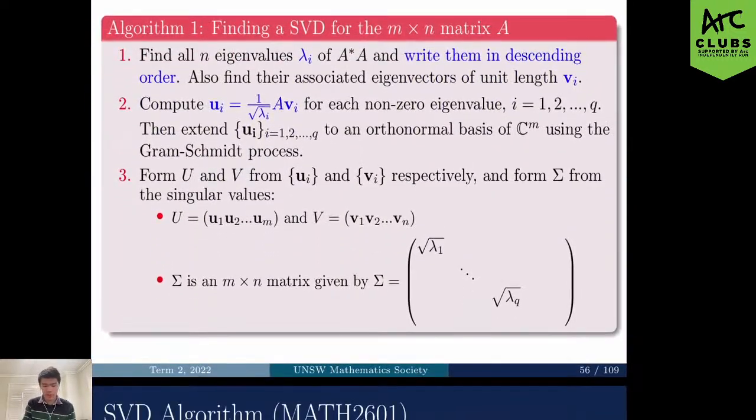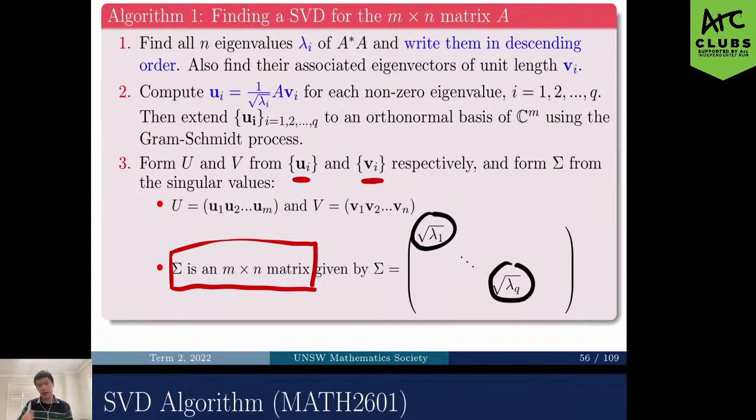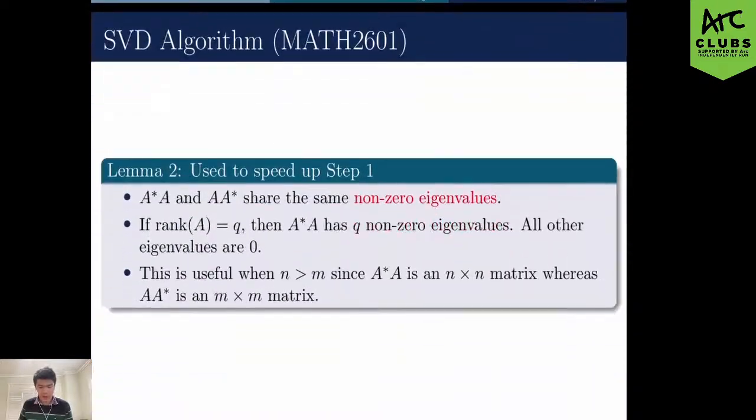And then you form U and V from the vectors u and v respectively, and you'll find that this matrix is basically just what you get from putting the singular values, so root lambda 1 down to root lambda q, in the diagonal, and then filling up the m by n matrix. Sorry, this should be n. And this should be n. Right, so just fill up the diagonal with these singular values, and then fill everything else up with zeros. Okay, it'll make more sense once we do it.